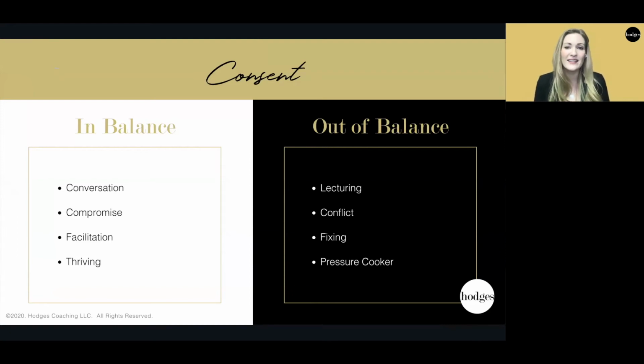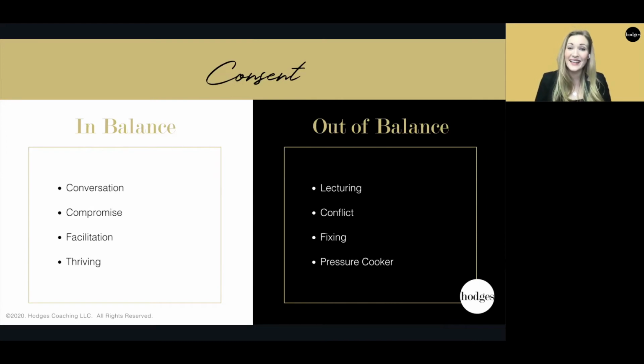When consent is out of balance, there are a lot of assumptions that are made, and sometimes the assumption is, oh, well, of course you can work extra hours this week because the goal is important to you, right? And that creates a pressure cooker. And pressure cookers are not fun to work in.